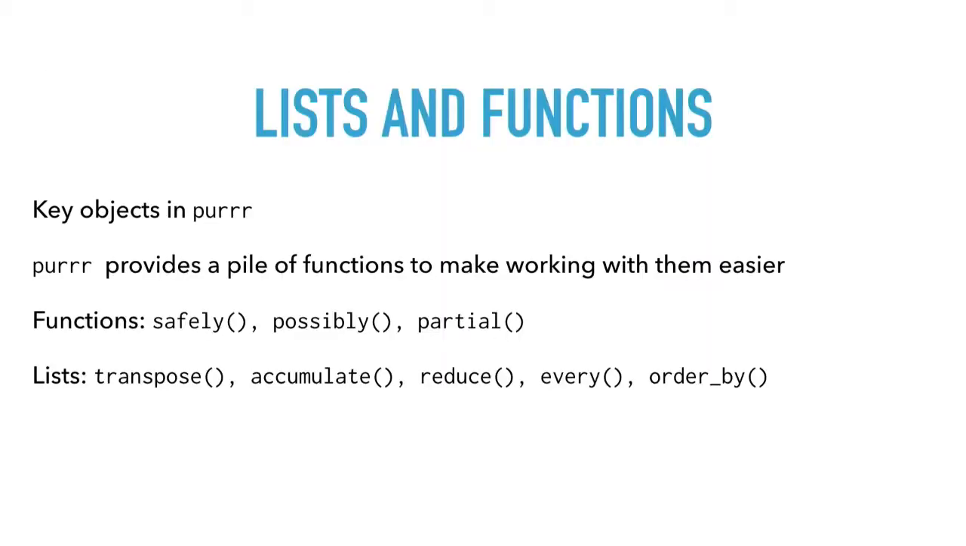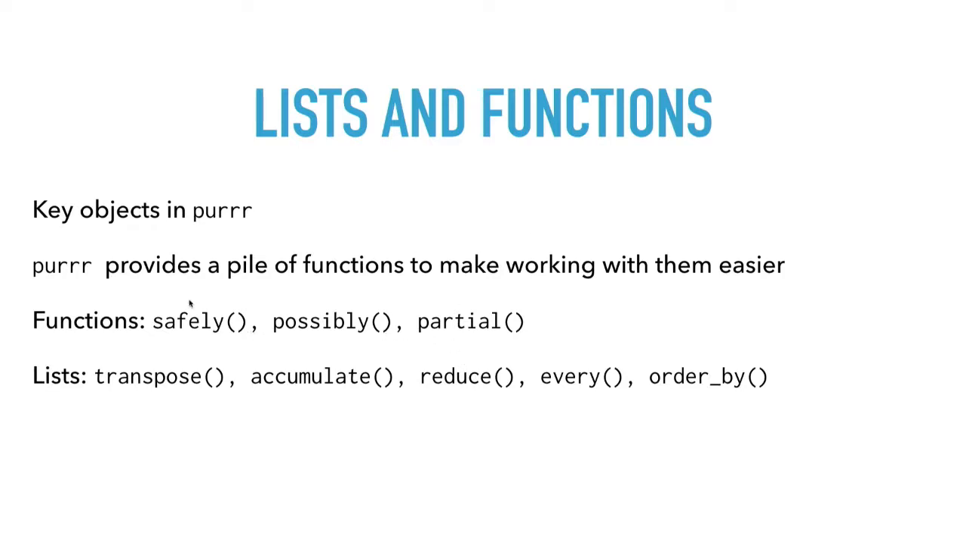So the other functions in purrr that we haven't talked about basically fall into two camps. They're functions that make working with lists easier, or functions that make working with functions easier. The lists and the functions are the two key objects in everything we've seen, and there are functions in purrr that help you work with them.